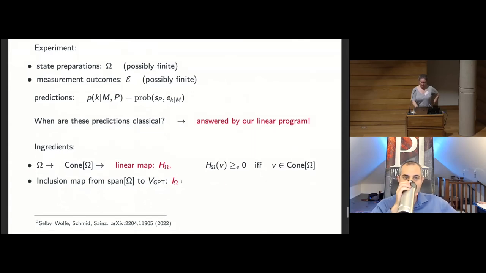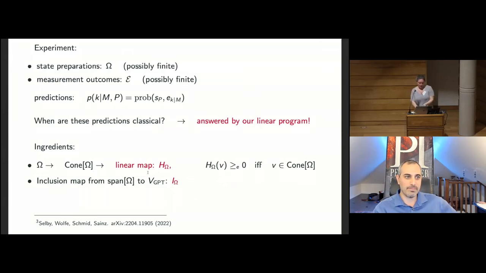And then the second ingredient that you need is an inclusion map that we call I omega. What is this inclusion map? Well, it might be that the set of states that you have access to in your experiment doesn't span the whole scope of states that the system could actually be prepared in. So this is a map that takes the span of that set of states and maps it into the potentially larger dimensional state space of the full GPT.